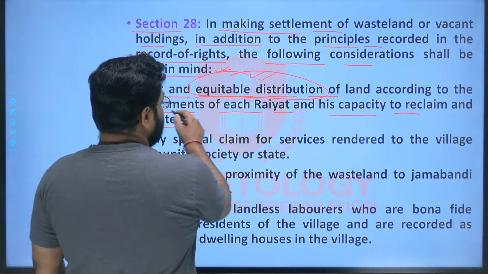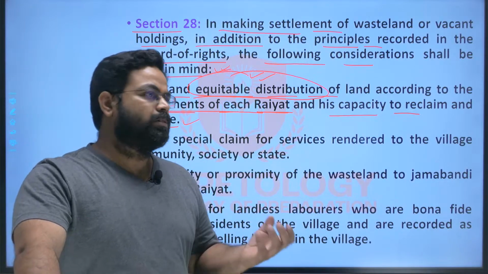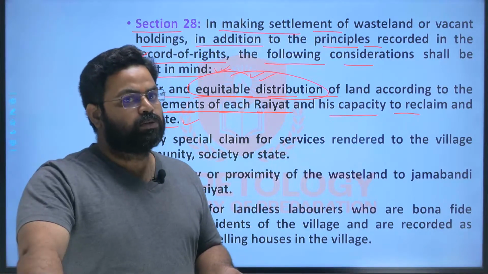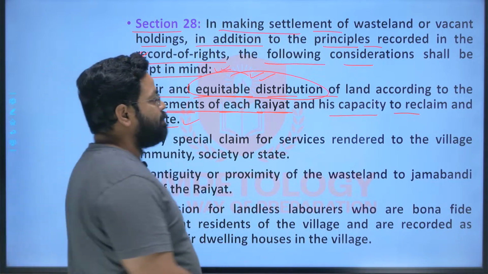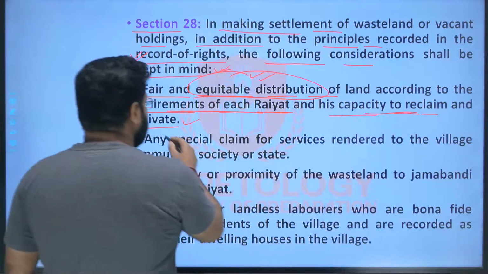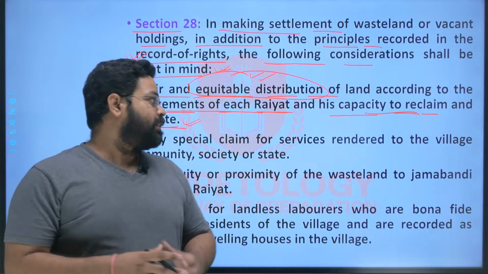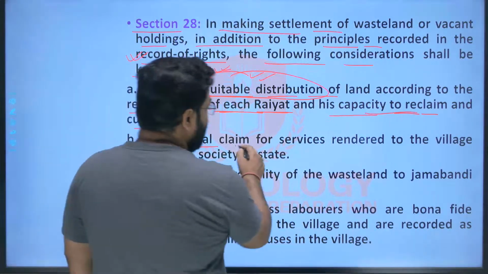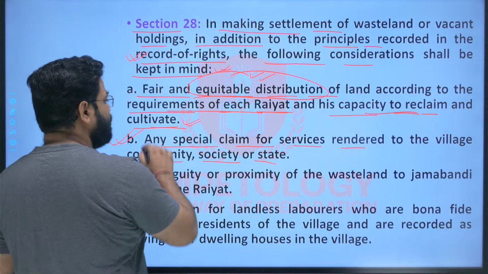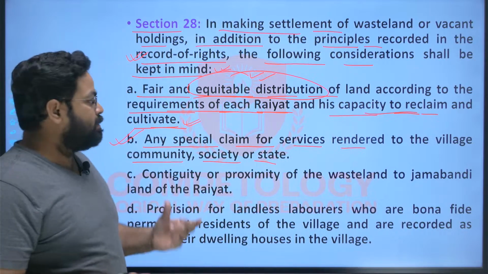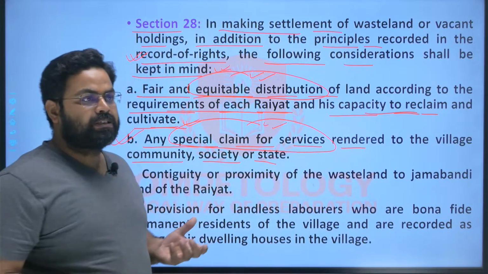Thereafter, the requirement of the rayat. So whichever rayat is in requirement of more land, that if a rayat is having too little land to ensure his proper livelihood, then that rayat should be preferred first, as well as the capacity to reclaim the land and bring it under cultivation. So this principle should also be followed, right? Now, any special claim for the services rendered to the village community, society, or the state should also be considered. So what does this mean, any claim to special services? What kind of special services means here?